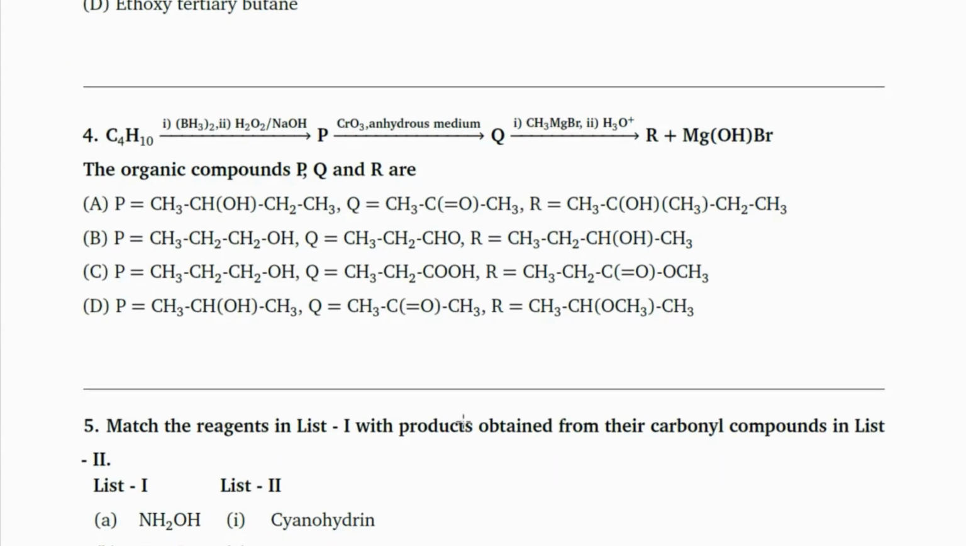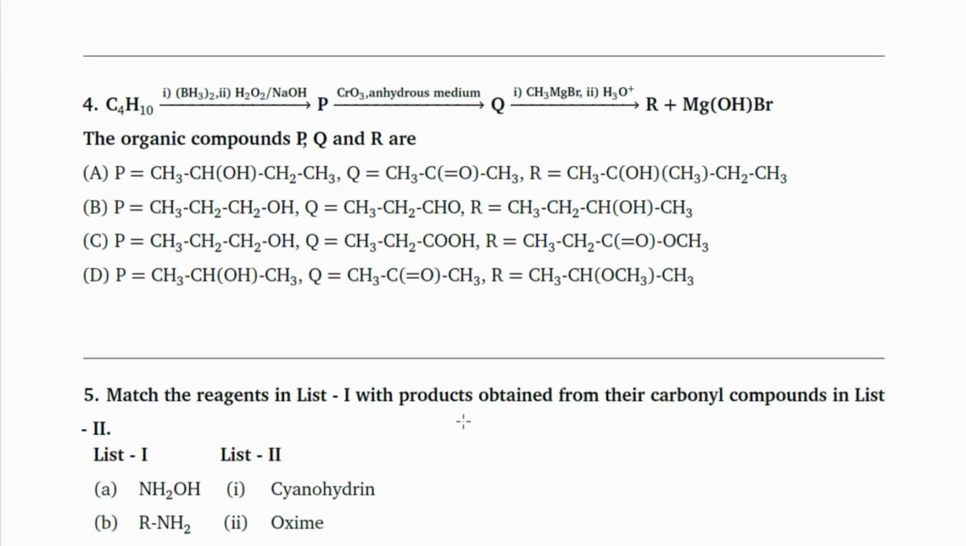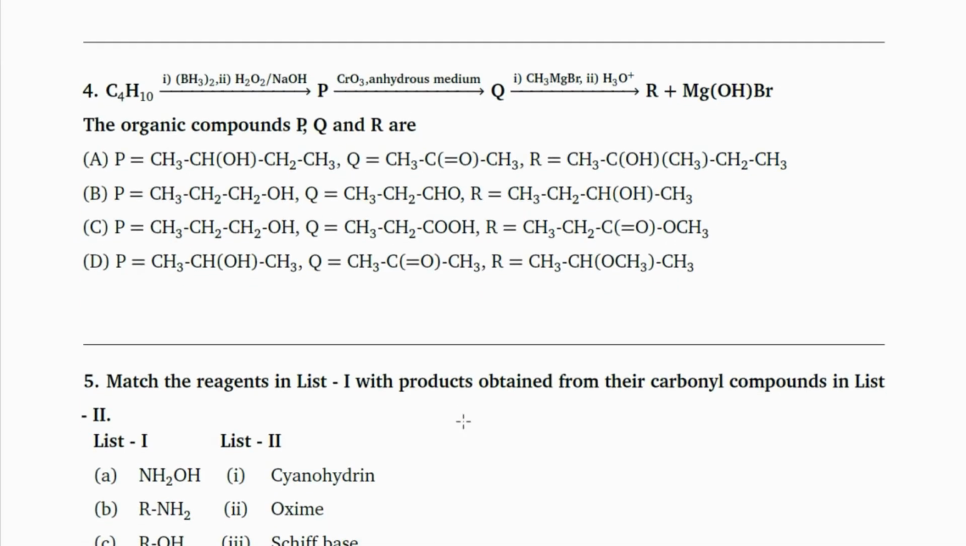Question number 4. They're asking you to identify the organic compounds P, Q, and R in the above reaction. So the correct option is B. In this series of reactions, alkane will undergo oxidation to a primary alcohol at first, forming the compound P, which is then oxidized to an aldehyde, that is Q, and finally it reacts with a Grignard reagent to form a secondary alcohol R. So therefore, option B is the correct one.